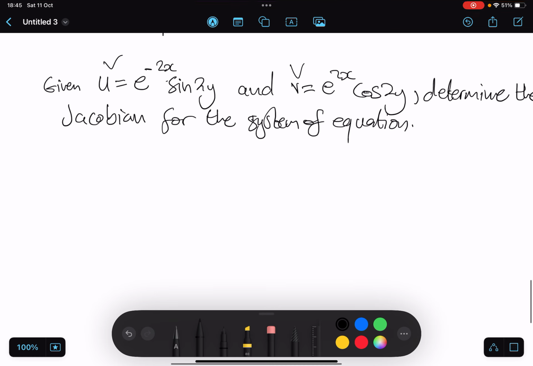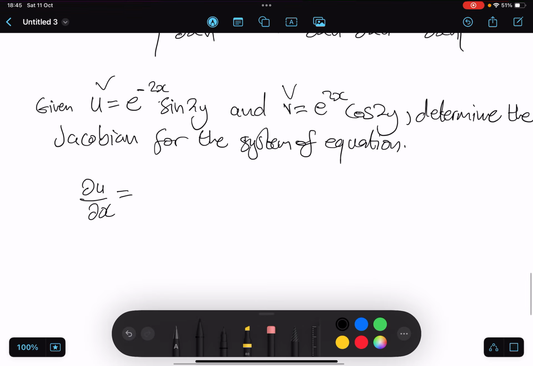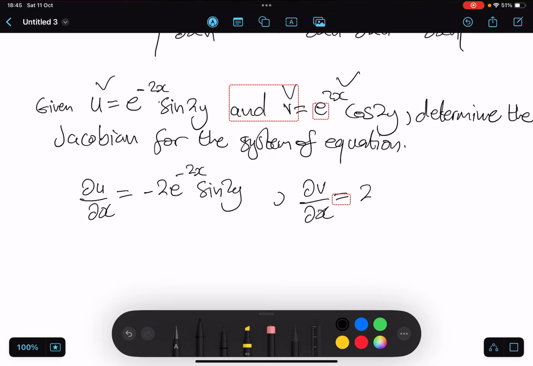So let's find ∂u/∂x, and ∂u/∂x is going to be what? For this one, y is a constant, so we are going to have minus 2e^(-2x) sin 2y. And then let's find ∂v/∂x for this one, which is going to be 2e^(2x) cos 2y.